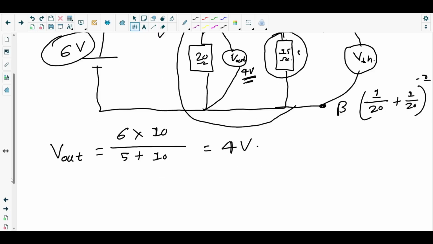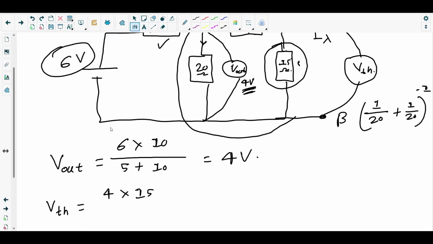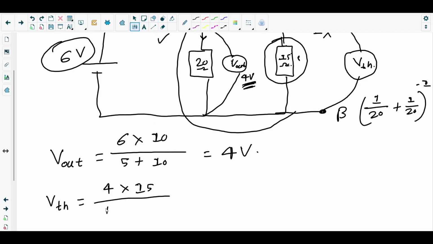So VTH equals, what's the EMF? EMF is now 4 volt, right? So 4 times the resistance of the 15 ohm resistor, it is just 15, right? There's nothing parallel to the 15 ohm resistor because the load is taken out, isn't it? Over 15 plus 5. So how much do you get? 60 over 20, which means 3 volt. We got the Thevenin's voltage, 3 volt.